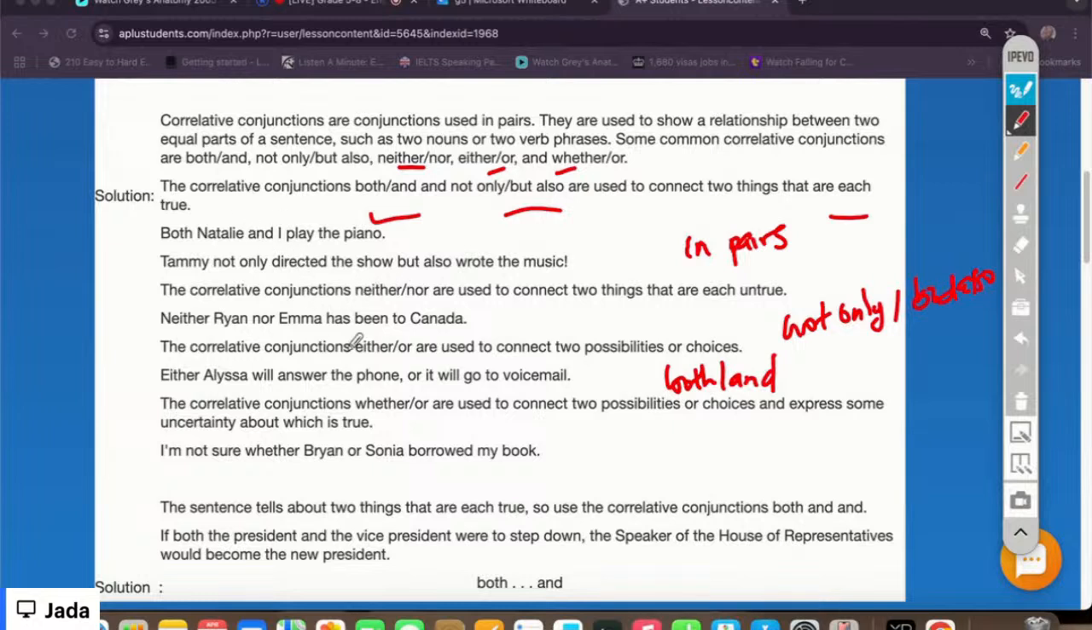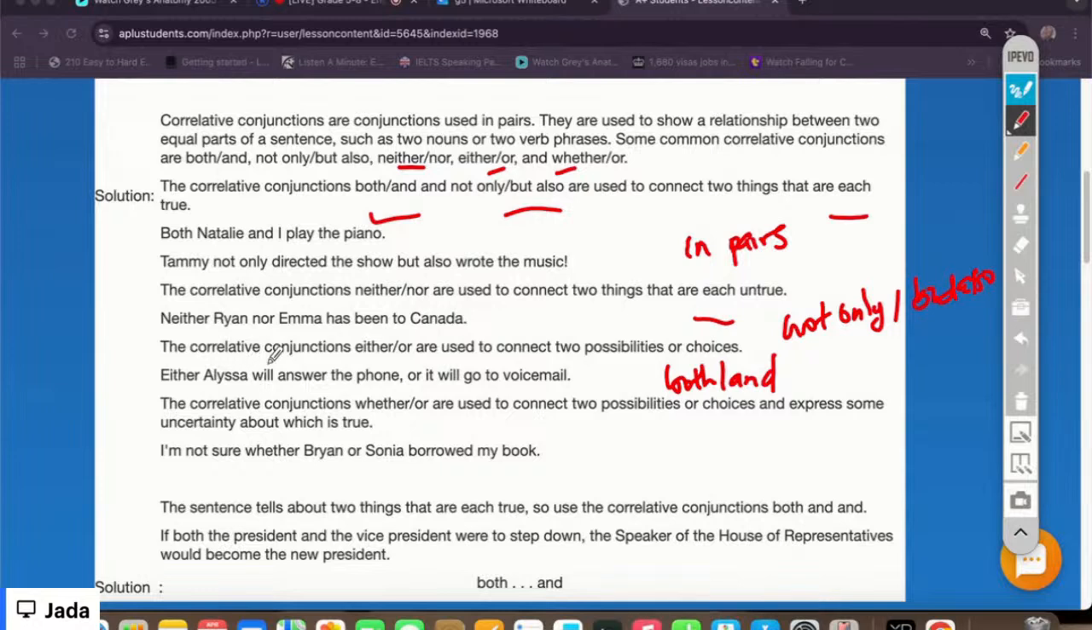Both Natalie and I play the piano, so that's true. It connects two things that are true. Tammy not only directed the show but also wrote the music. So whenever you use them, you know that it is true. The correlative conjunction neither nor is used to connect two things that are each untrue. So whenever you use neither nor, it's connecting things that are not true. Neither Ryan nor Emma has been to Canada.